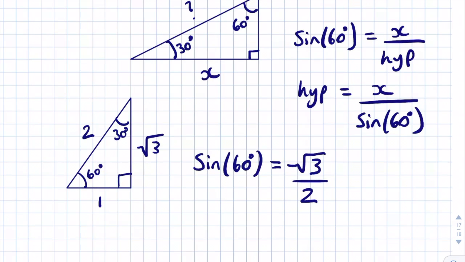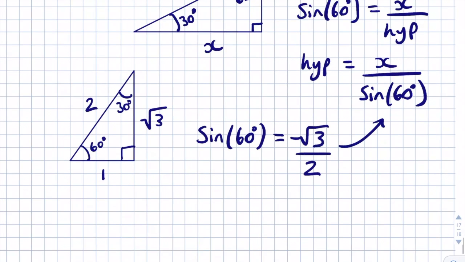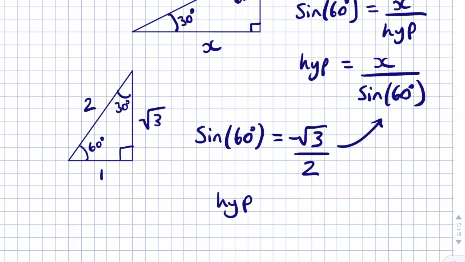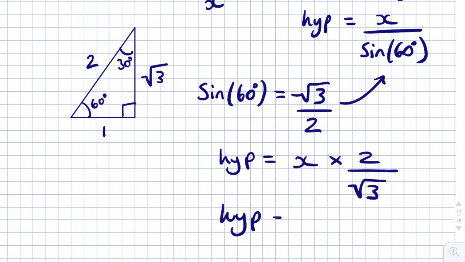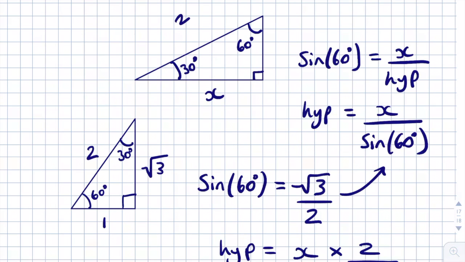So now if we substitute this into this equation here, we're going to get that the hypotenuse is X divided by root 3 divided by 2, which is the same as saying X times 2 over root 3. So the hypotenuse is 2 over root 3 x. So we found this side, which is 2 over root 3 x.